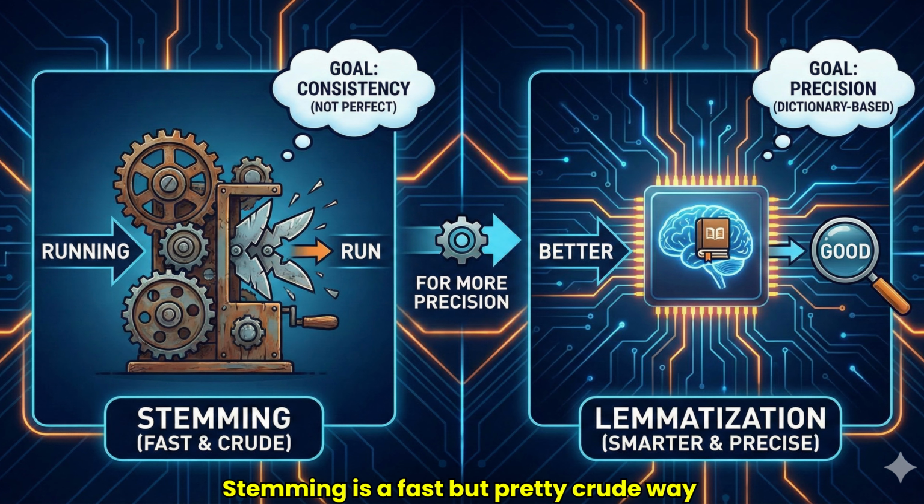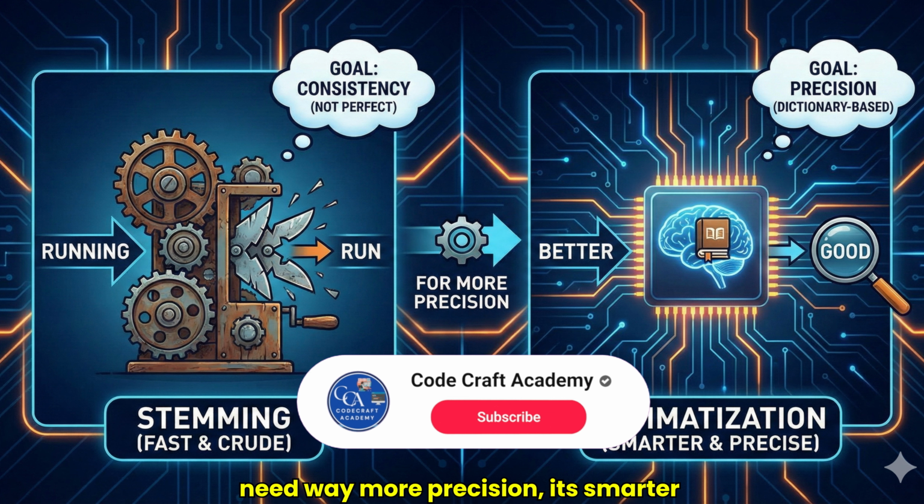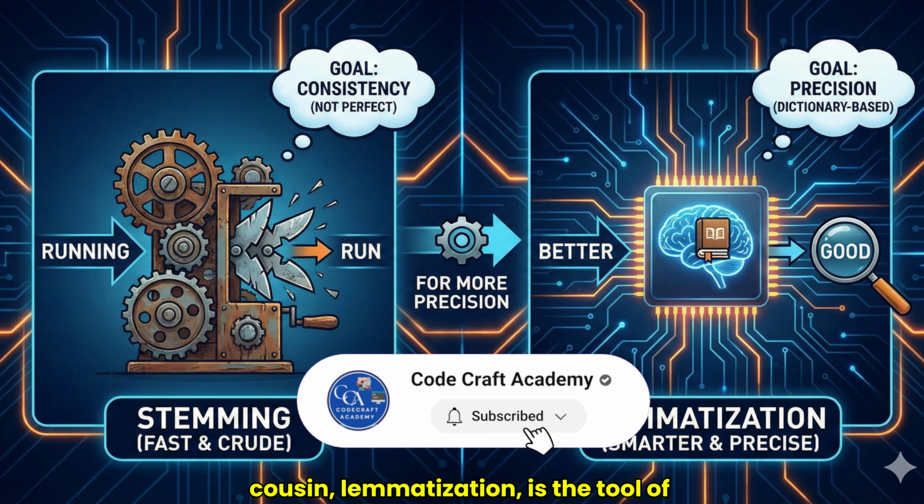So let's do a quick recap of the most important points here. Stemming is a fast but pretty crude way to find a word's root, mostly by just chopping off its ending based on a set of rules. Its main goal is just consistency for matching, not creating perfect dictionary words. And for those jobs that need way more precision, its smarter cousin, lemmatization, is the tool of choice.